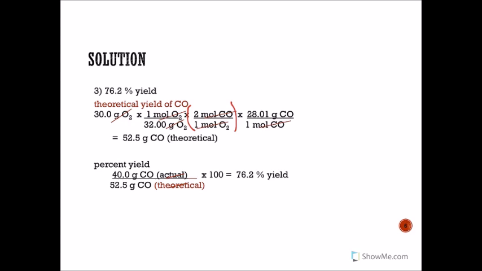Because we actually produced 40 grams of carbon monoxide, but in theory we should have produced 52.5 grams. We go 40 divided by 52.5 times 100. We have a percent yield of 76.2%.